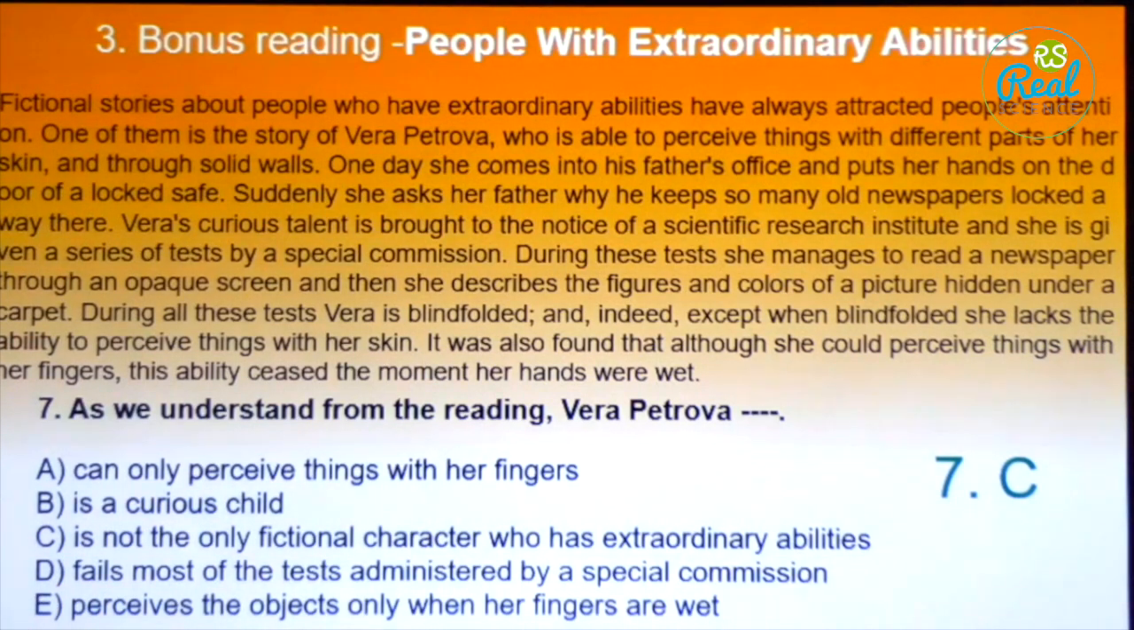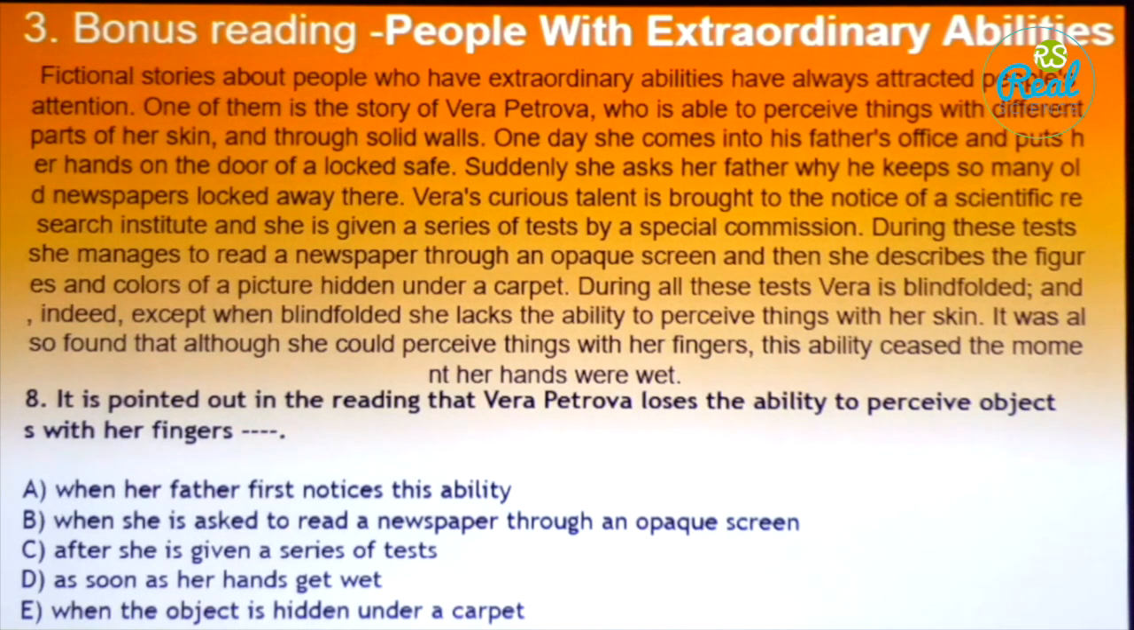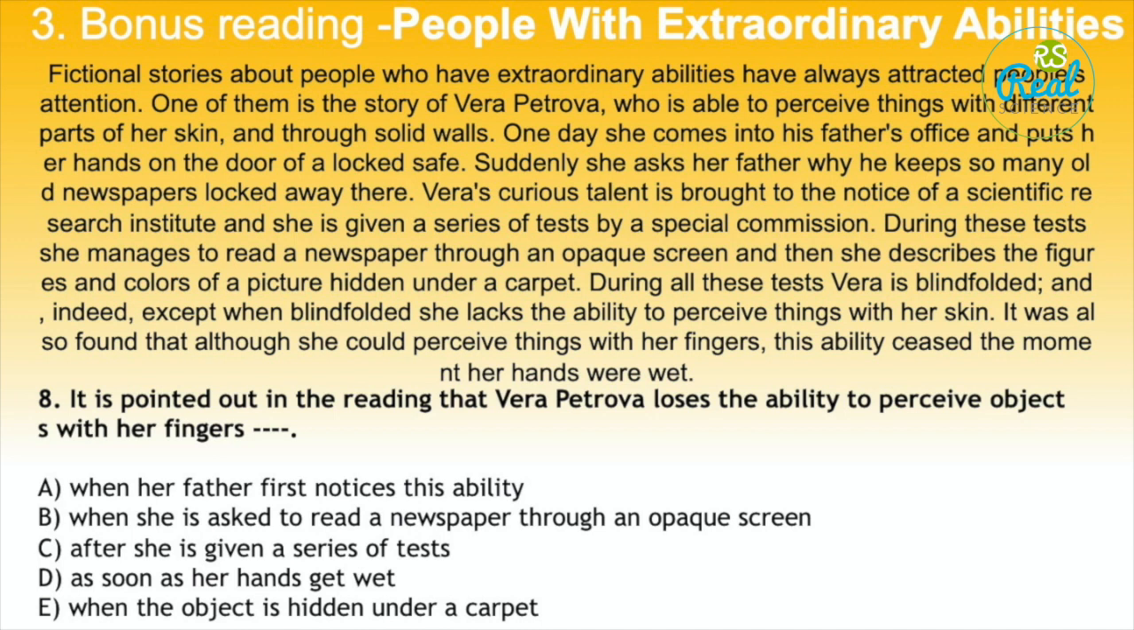So it's excluded. Okay, now look at option C. It's not the only fictional character who has extraordinary abilities. Do we have other fictional characters mentioned in the text? Yes. Extraordinary. In the second sentence, it's mentioned that she's not the only person. She's one of them. Thank you. Next one. It's pointed out in the reading that Vera Petrova loses the ability to perceive objects with her fingers. Now she's losing it.